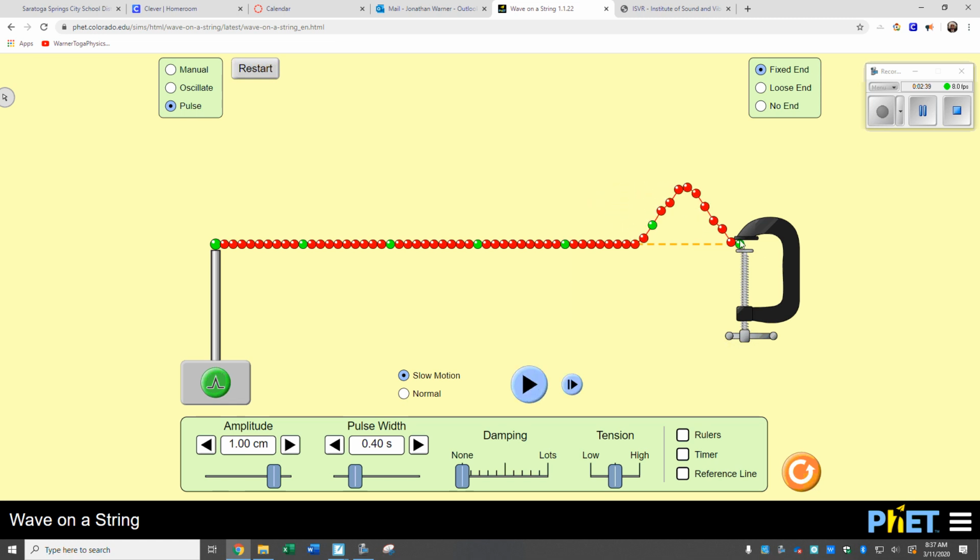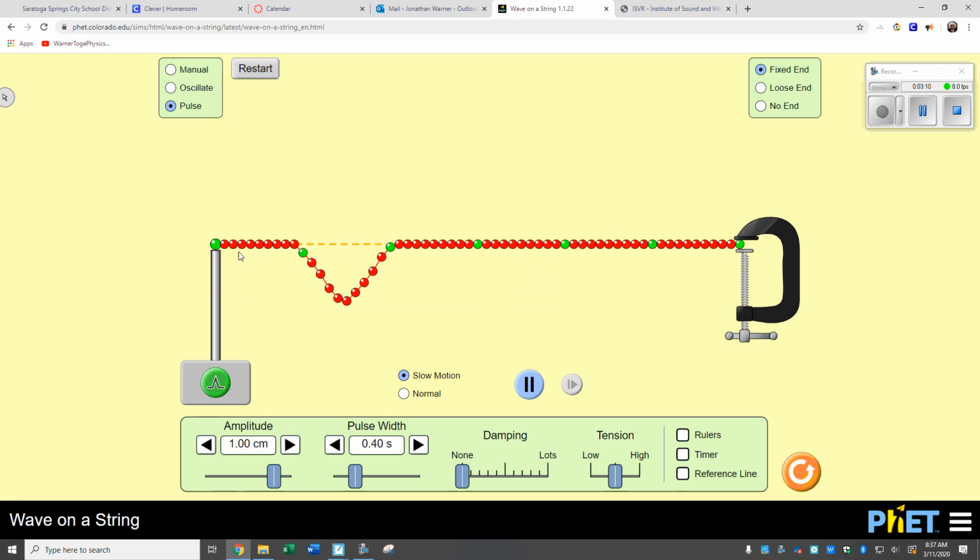This particle here pulls up on this one, but this one isn't allowed to move up. So when the red one pulls up on the green one, the green one pulls down on the red one. That's the nature of interaction. When red pulls green up, green pulls red down. But green can't accelerate up, so red has to accelerate down. And so this wave pulse gets yanked down below equilibrium when it reflects back.